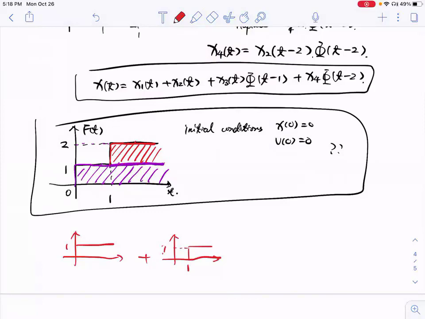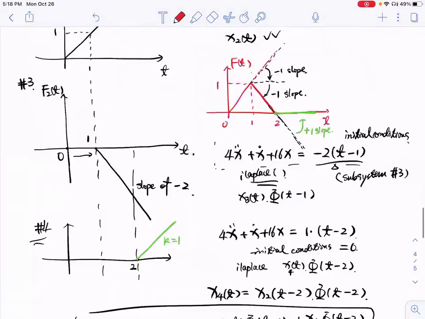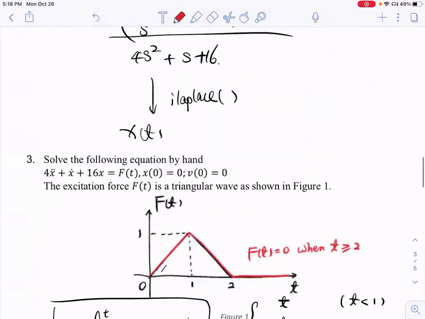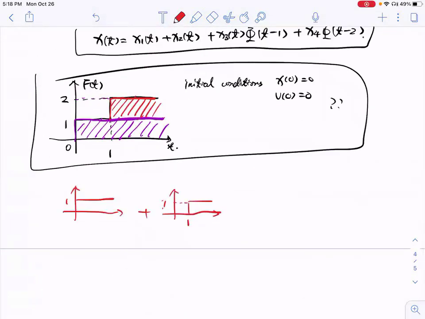All right. I think in exam 2, this question is going to be the most challenging one, because you need to be able to find the subsystems. All right.